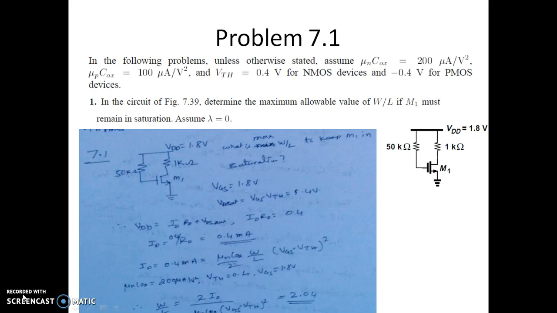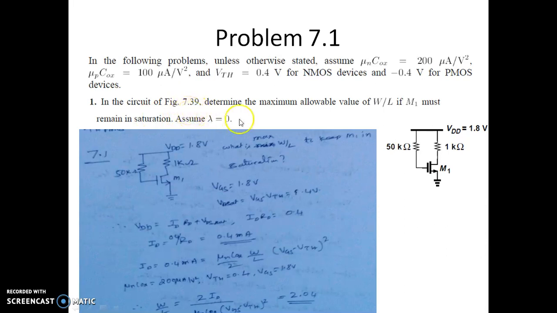In this chapter, some of the assumed quantities are given over here. Mu and Cox of NMOS is taken as 200 microampere per volt square. Similarly, for PMOS it is 100. VTH for NMOS is 400 millivolt, and for PMOS it is minus 0.4 volt. Now we shall see what the 7.1 problem is.